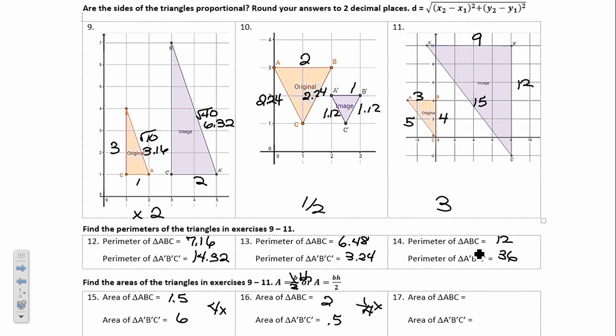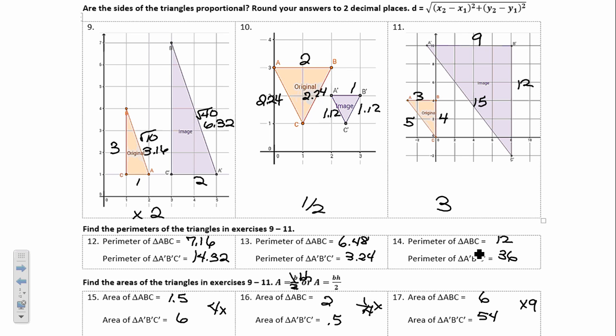This one had areas of 6 and 54. Is that 3 times as big? 9 times as big. Okay, so here's what's odd about areas. It's not the same scale factor.